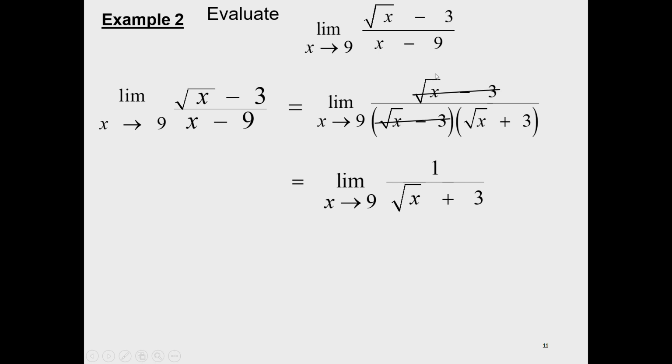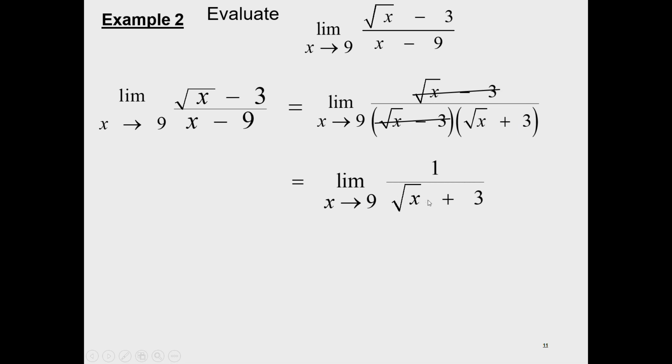You are left with 1 on top. Right? We are not left with 0, we are left with 1. The coefficient here is 1, so you are left with 1 over root of x plus 3. Right? So now what you can do is substitute 9 in place of x.